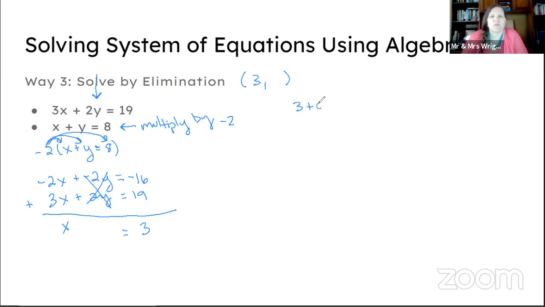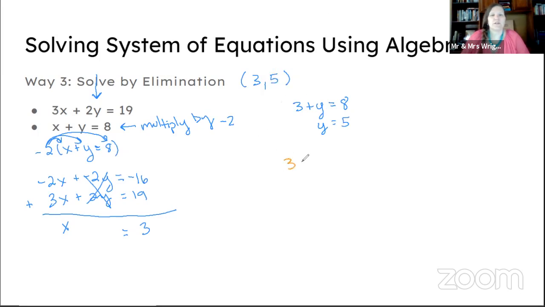So 3 plus y, I'm choosing the second equation, equals 8. Now I need to undo what's being done to the y, get y by itself in order to solve for y. So 3 plus y equals 8. I'm going to subtract 3 from both sides. 8 minus 3 is 5. y equals 5. Are we sure about this?